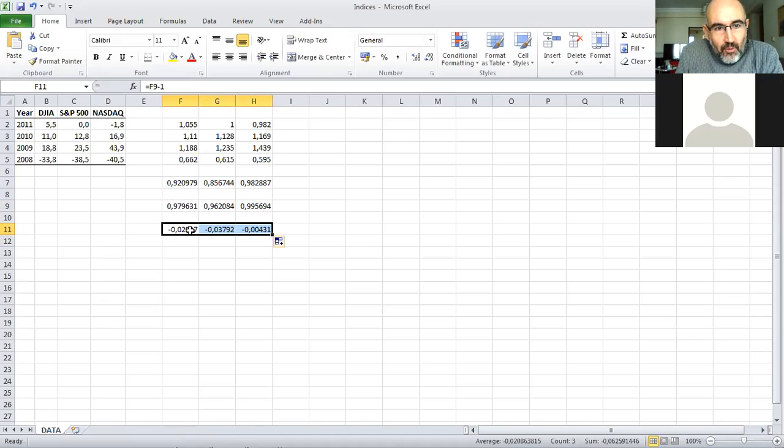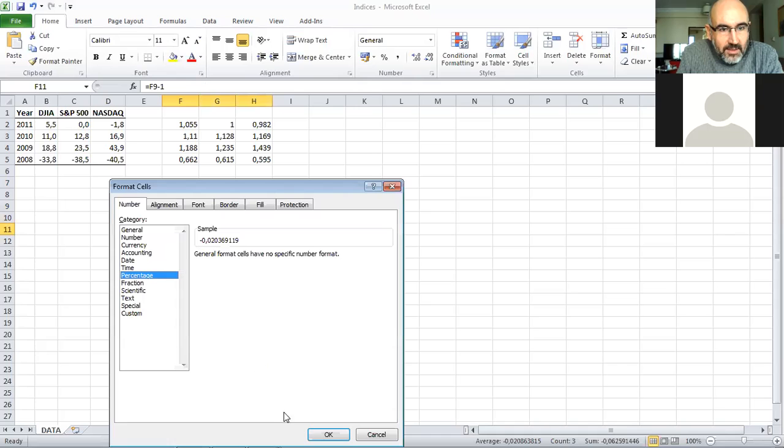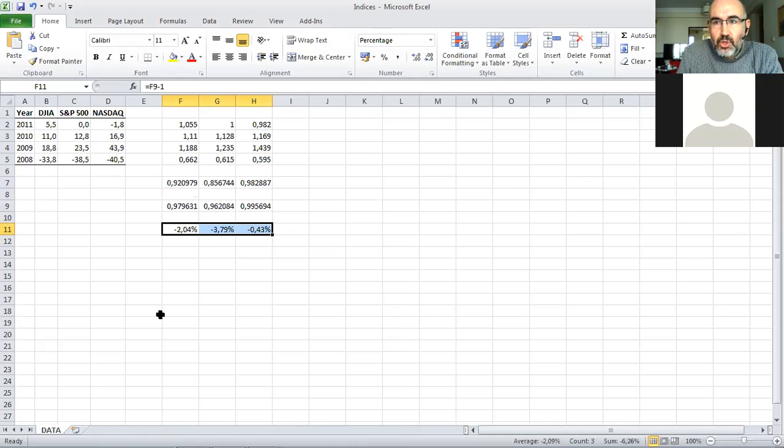If I want to make this look like a percentage, but want the actual value to remain as a decimal, I can just choose format cells and percentages, so I get a neater look. So I get minus 2.04%, but what's in there, the value, is actually minus 0.0204. So these are the geometric average returns for these 3 indices.